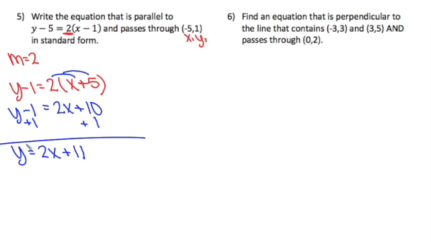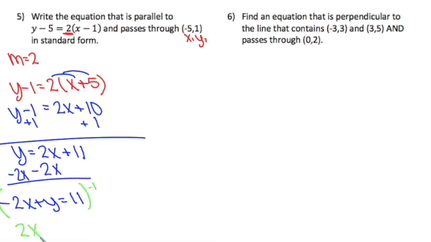but standard form is ax plus by equals c, where x and y are on the same side. So I'm going to move that 2x over. So negative 2x plus y equals 11. Uh-oh, we have a problem. This is negative. How do I make it positive? We're going to multiply everything by negative 1. So a positive 2x minus y equals negative 11. And that is my standard form.